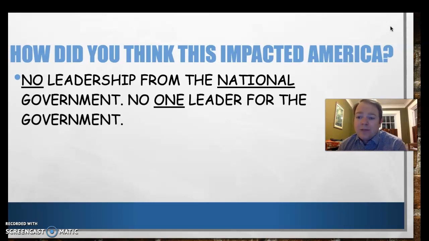And the Americans at this point, remember, this is their first time having freedom and rights, so they're beginners. So what would it be like if a T-ball team didn't have a coach? Probably not so good. And that's kind of what happened. They wanted to do well, but the way the government was structured didn't allow them to do so.